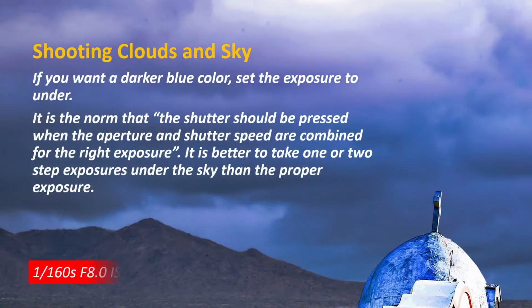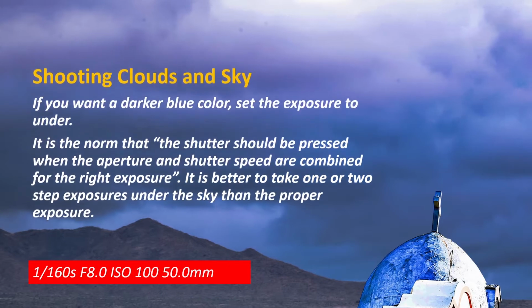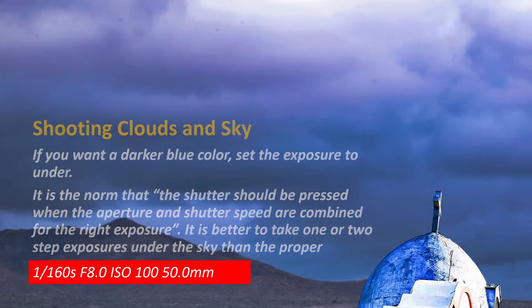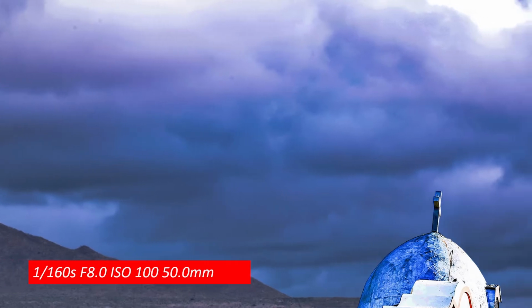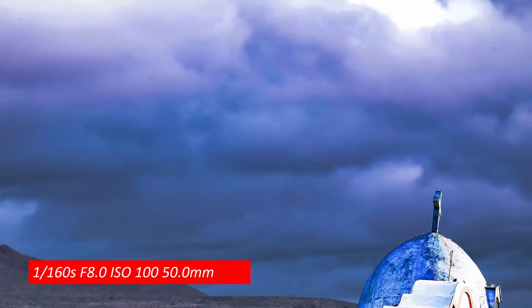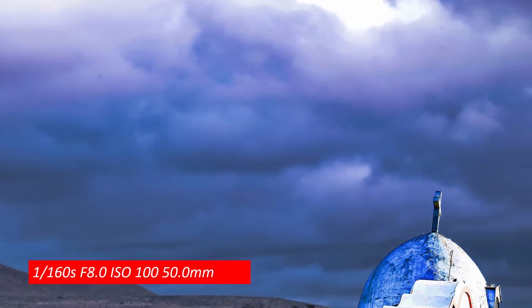If you want a dark blue color, set the exposure to under. It's common to say you press the shutter when you combine aperture and shutter speed for proper exposure. It is better to expose 1 or 2 steps under for the sky rather than proper exposure.